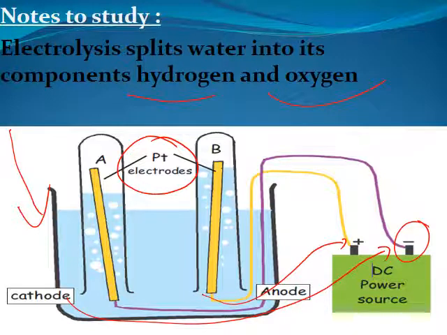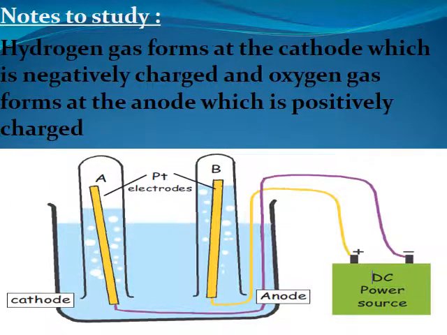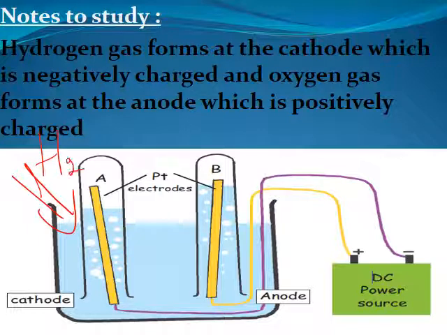The gas collected here is called hydrogen gas. The gas collected here is called oxygen gas. So hydrogen gas forms at the cathode, this region. Here we have hydrogen gas, H2, at the electrode connected to the negative terminal of the DC power source. And oxygen gas is collected at the anode, which is positively charged, connected to the positive terminal.